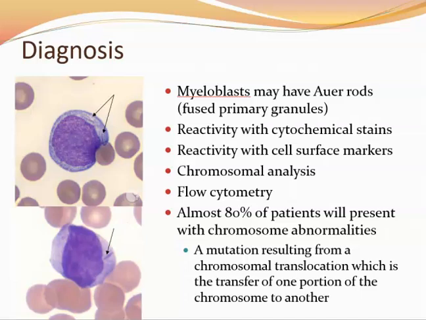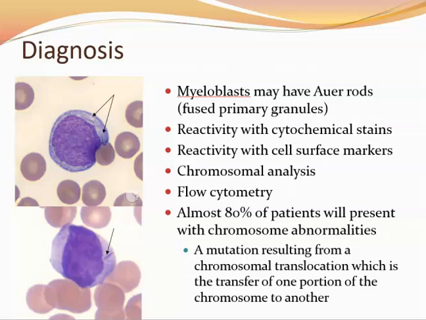Okay, let's talk about diagnosis of acute leukemias. So one of the things that we will see are myeloblasts or blasts, and those blasts may have an inclusion called Auer rods. And you'll see these Auer rods in smears, and these inclusions are made up of fused primary granules, and those granules are fused lysosomes that are rich in enzymes.